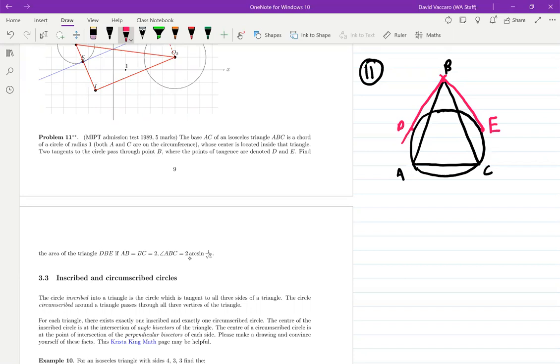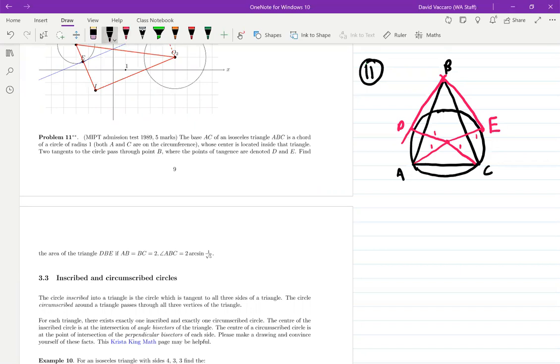And the radius of the circle is 1. So we've got 1, 1, 1. Find the area of the triangle DBE if AB equals BC equals 2 and angle ABC is equal to 2 arc sine 1 over root 5.